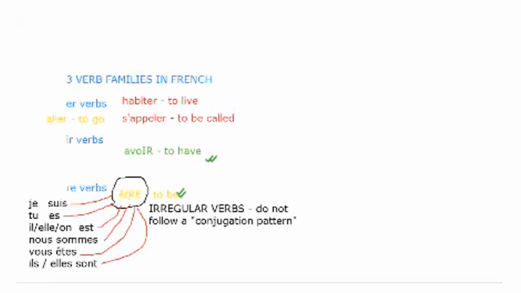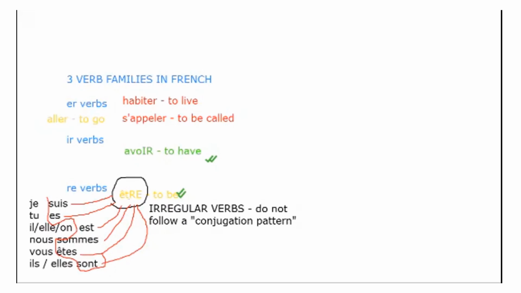And then you have ils, elles, sont. So there's no pattern, there's no similarity between suis, es, est, sommes, êtes, and sont. They're all unique, and that is just how it is. You just have to learn them by heart, right? So irregular verbs do not follow a conjugation pattern. Same thing with avoir. It does not follow a conjugation pattern. You just have to learn it by heart, right?